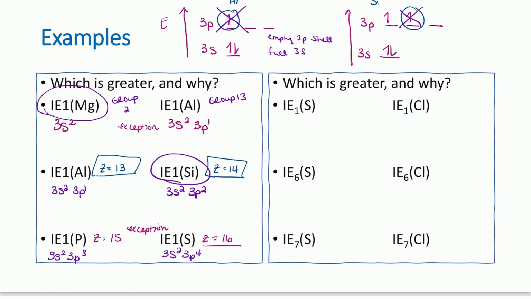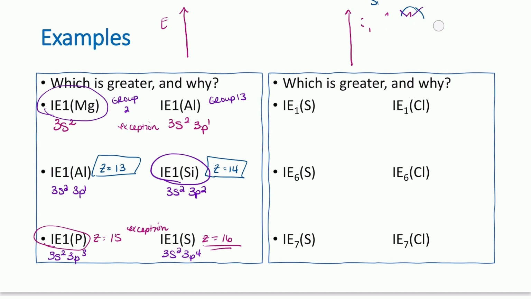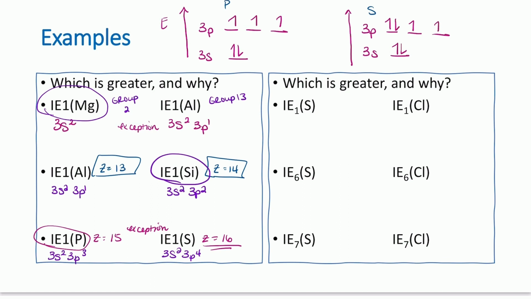The reason here that the higher Z value is actually not going to have the higher ionization energy is because of the other exception we told you. The difference between the two groups. Well, let's draw these out and see why that matters. Phosphorus versus sulfur. 3s, 3p, 3s, 3p. I'm talking about this electron or this electron.